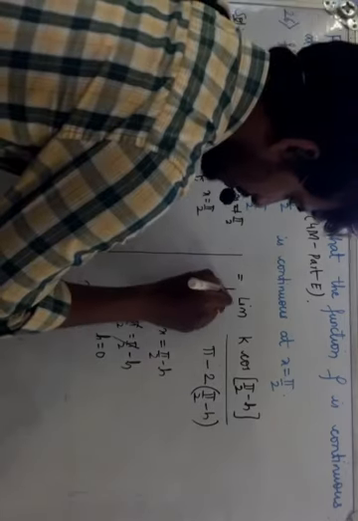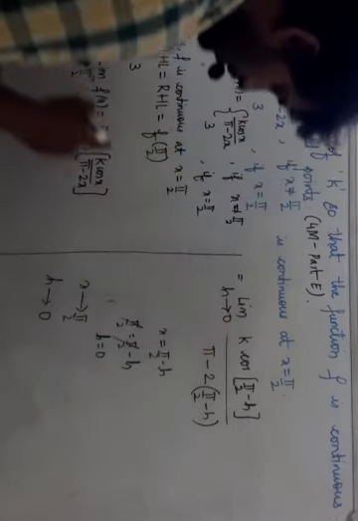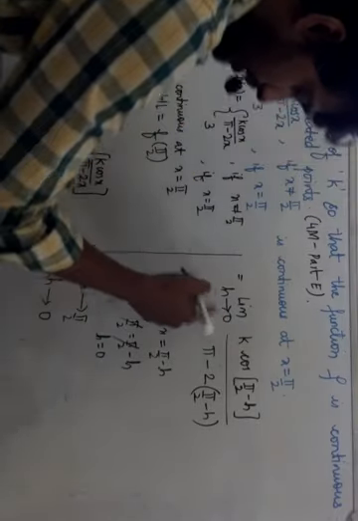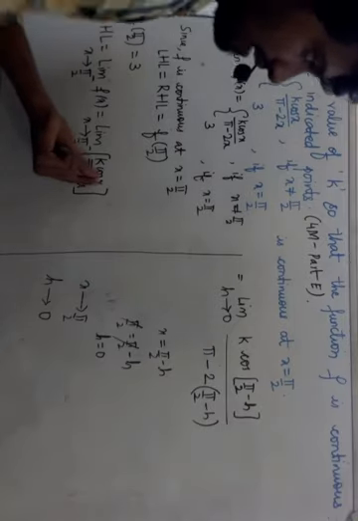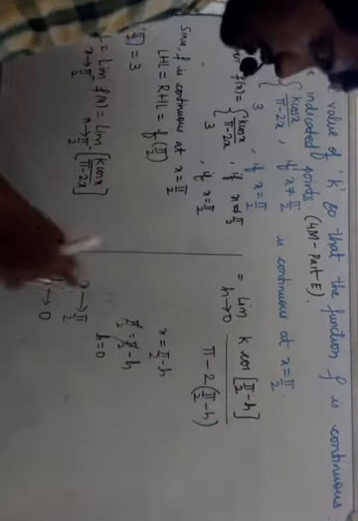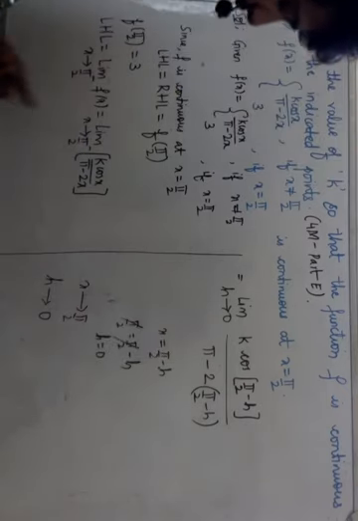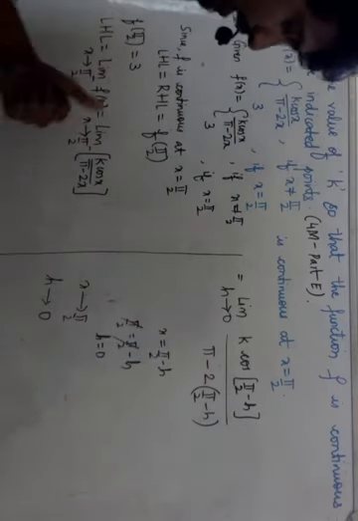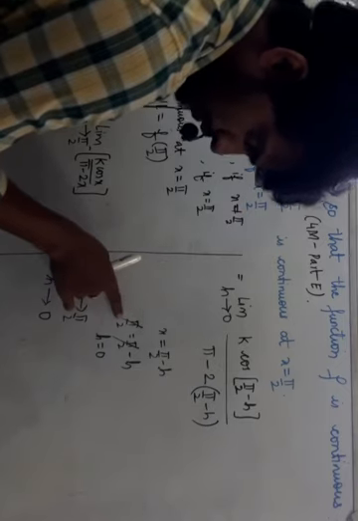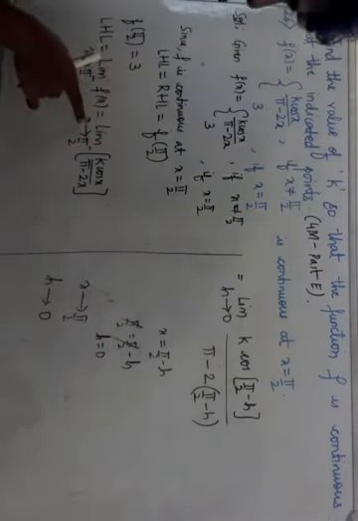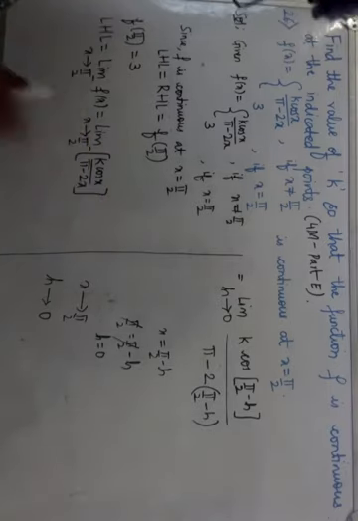So here the limit is h tends to 0. X tends to pi by 2 gets changed to h tends to 0, because I have replaced x by pi by 2 minus h. When x goes to pi by 2, where does h go? It goes to 0. That's why I have replaced x tends to pi by 2 with h tends to 0.